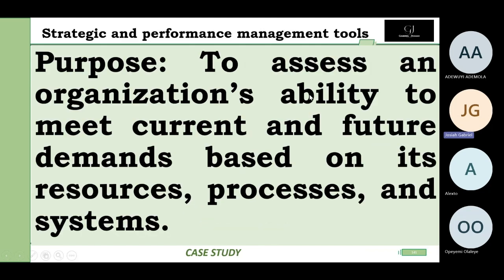Business capacity analysis. Okay, so the business capacity analysis model is a model that assesses an organization's ability to meet current and future demands based on its resources, processes, and systems. So, like it said, in business capacity analysis you are analyzing the business capacity of a company. Capacity is the ability to do. And that's very important because the capacity of the business determines where it would grow to and where it could reach. And the function of that capacity is based on its resources, processes, and systems.